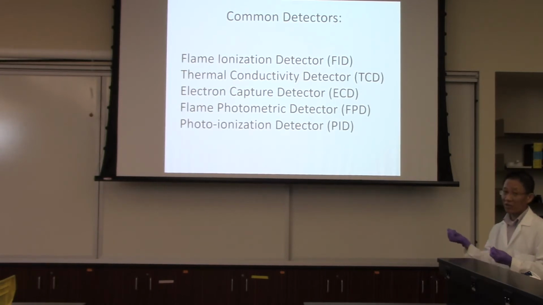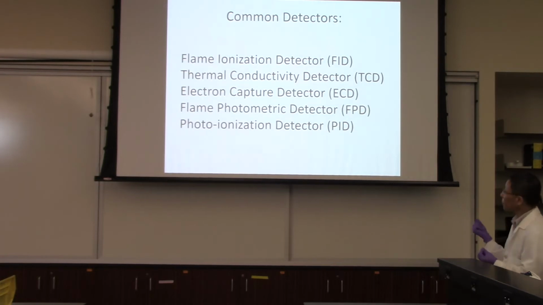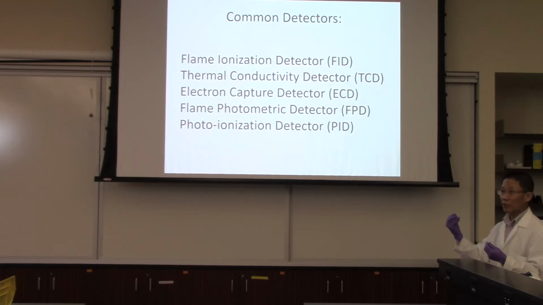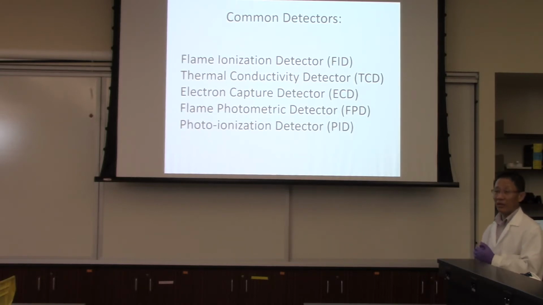And thermal conductivity works by a similar mechanism. When a sample comes out, that will actually alter the conductivity of the circuits there, and from there that will trigger a signal which the data system can display in the form of a peak in the GC.